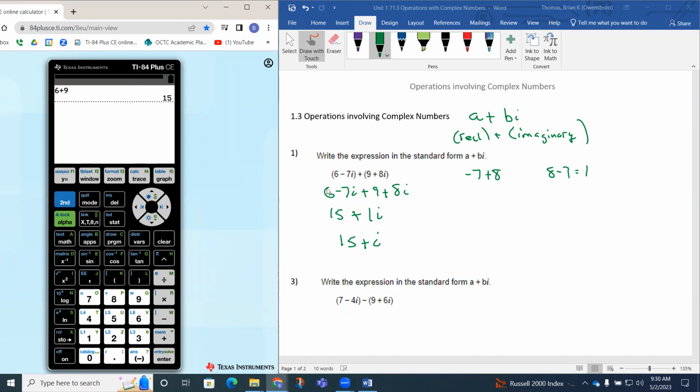So if I want to type this original problem into the calculator, I can, in parentheses, 6 minus 7i. The i is in blue above the decimal point. So if I hit the second button, it'll do the i, close parenthesis. Then if I add to this 9 plus 8i, then the i again, notice how it's in blue. So I hit the second button, and it'll do the blue button, the i. And then if you hit enter, notice it gives you the same answer, 15 plus i. So that would be what they're looking for, the 15 plus i.